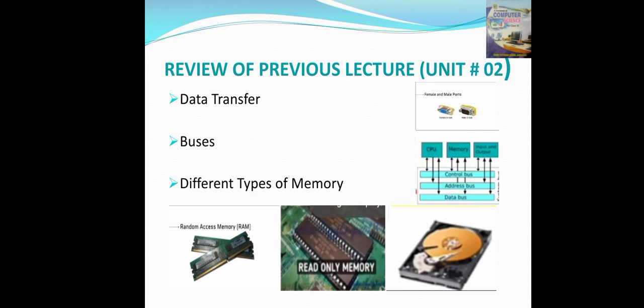How many types of memory do we have? We have two types of memory. We have two types of storage. One is the main and the second is the secondary. We studied in detail about this. This is all about your chapter number 2.